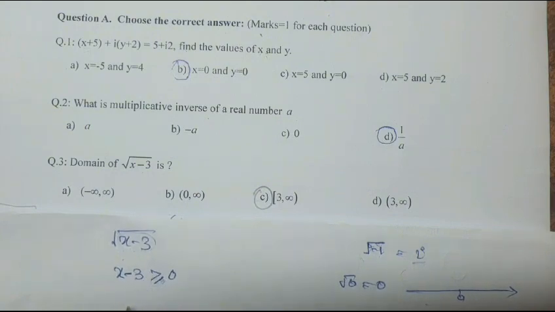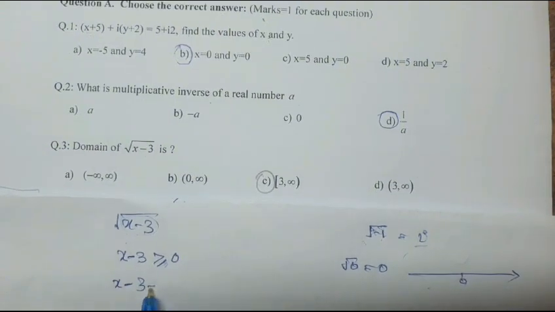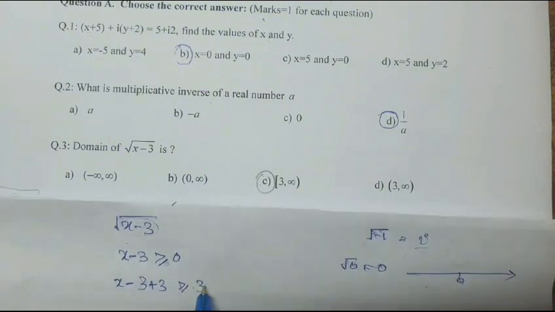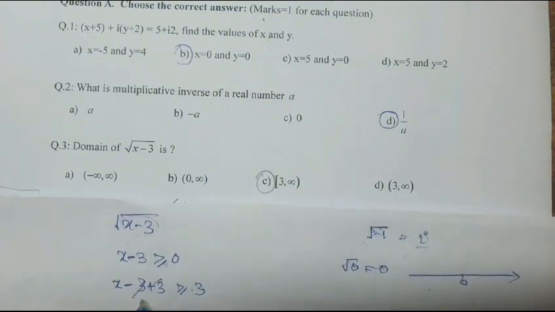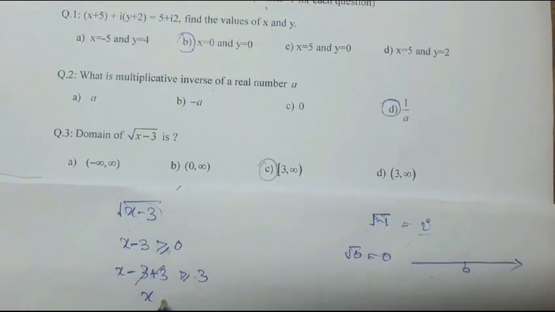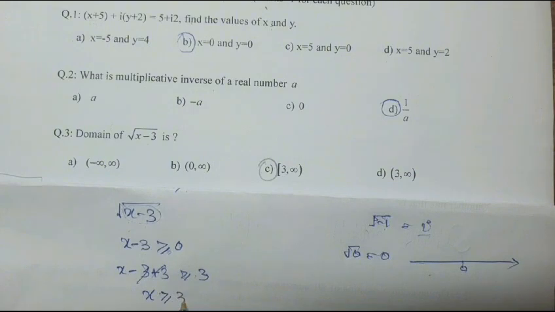And now it's a problem of inequality, and we need to simplify this inequality for the variable x. For that we will add 3 on both sides of the inequality. So here 0 plus 3 will be 3. So now we are left with x should be greater than or equal to 3. So this is the solution.